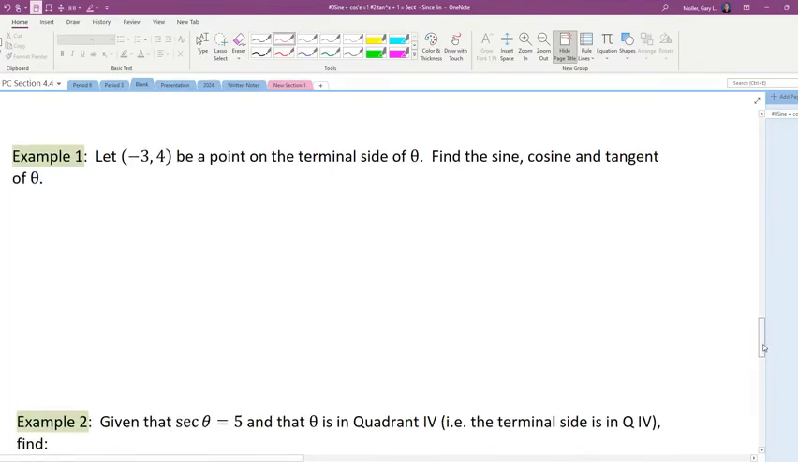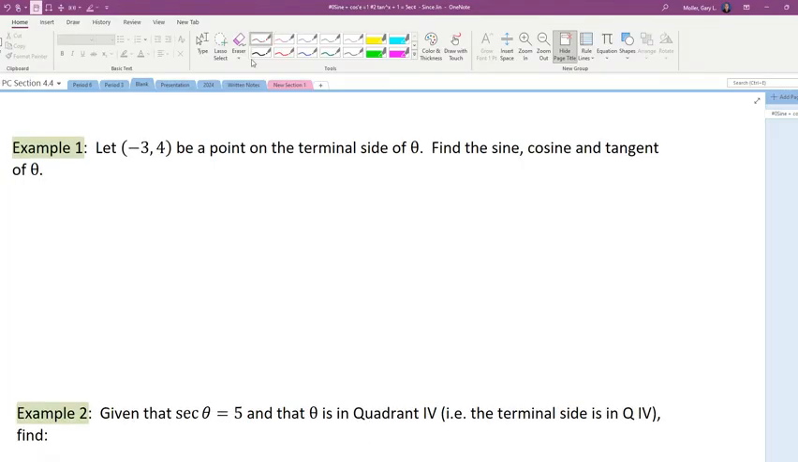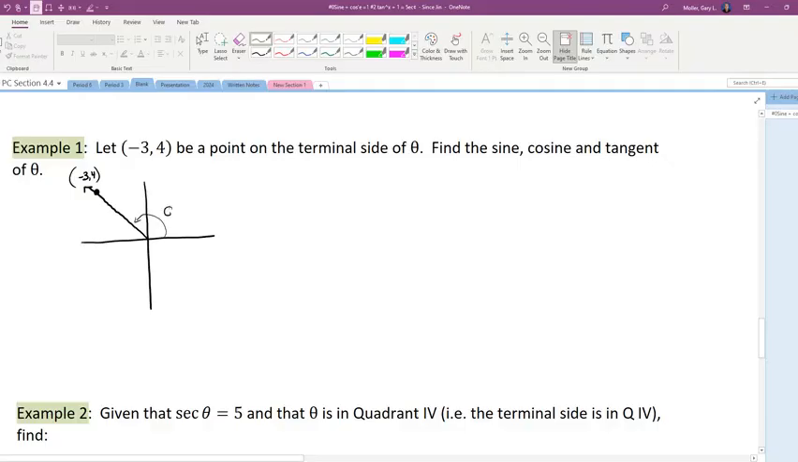All right. So let's take a look here. Example 1. Let negative 3, 4 be a point on the terminal side of theta. So let me draw an X and Y axis. When in doubt, draw a picture. Negative 3, positive 4, we're going to say is over here someplace. And that's my terminal side going through that point. So here's the angle theta that we're talking about. I want you to find the sine of theta.